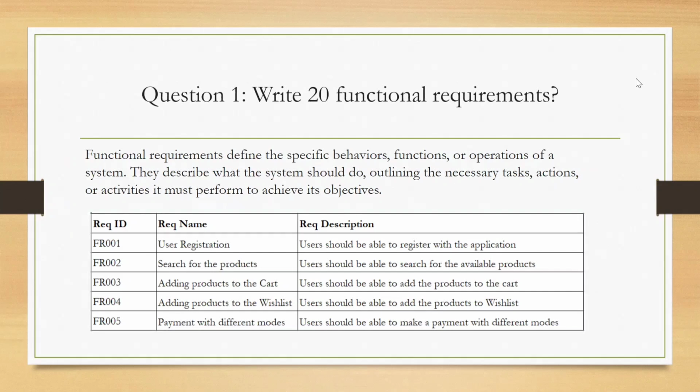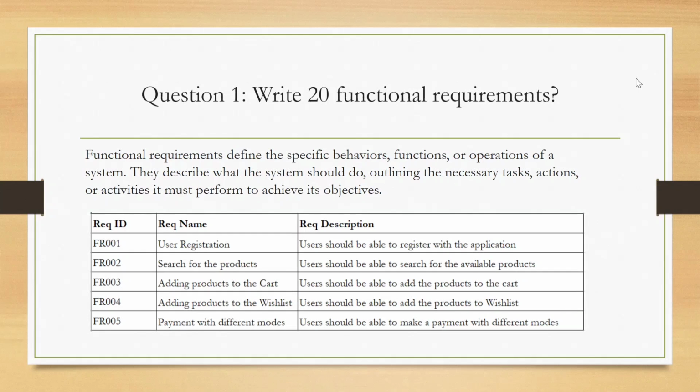Okay, so the first question is about functional requirements. You need to write about functional requirements. In a simple way I will explain: this is how the system should work. We can define this as specific behavior and functionalities of the system. It mostly focuses on what the system should do, not how the system should do it.